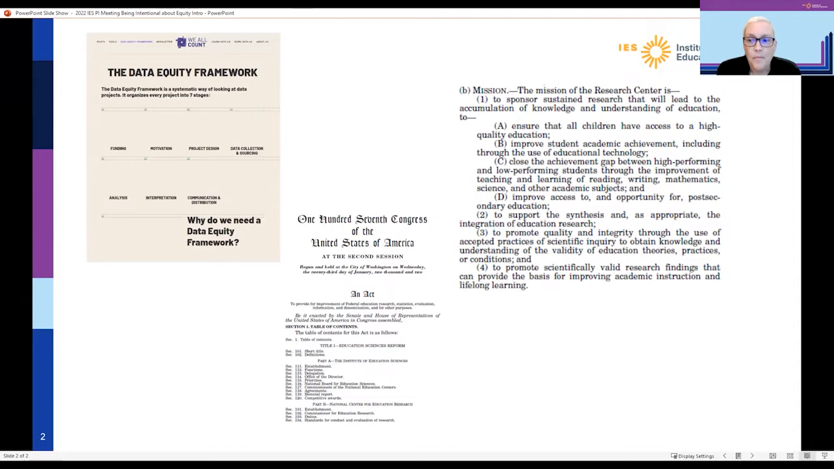And we are celebrating the 20th anniversary, as you all know, this year, 2022. And so it's a great time to reflect on how are we doing? Are we achieving the mission? And here's the mission. When you look at the mission of IES here in the top right of the slide, first, ensure all children have access to a high quality education and close the achievement gap. All right. So right there, in terms of our funding decisions, we're thinking about equity with that framework.